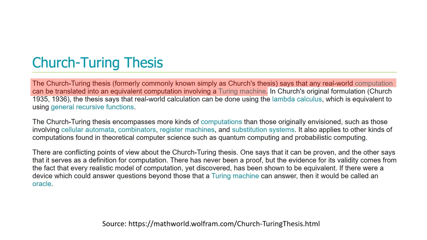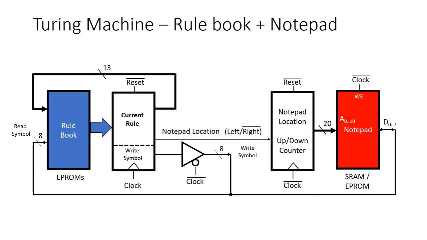The Church-Turing thesis, formerly known simply as Church's thesis, says that any real-world computation can be translated into an equivalent computation involving a Turing machine. It should be noted, though, that there has never been a proof. But the evidence for its validity comes from the fact that every realistic model of computation yet discovered has been shown to be equivalent. So what this means is that our Turing machine template is a real computer. The only limitations it has are memory size and speed.